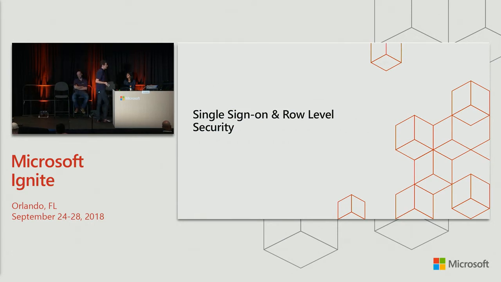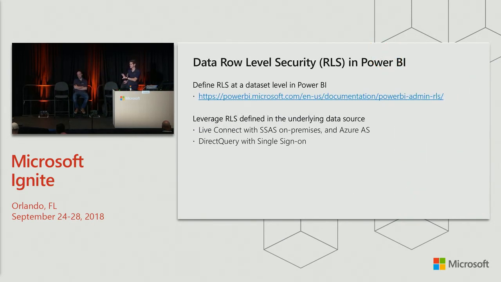So let's dive deeper. Just to set the context, I mentioned already there is a way of defining your own security rules and predicates on top of imported data. I have a link here to a tutorial that goes into more details. But there's also the option of leveraging the security rules defined in the underlying data source. This is supported today for what we call the live connection mode with SQL Server Analysis Services on premises, as well as with Analysis Services in Azure. We also support this with direct query for a number of different data sources.